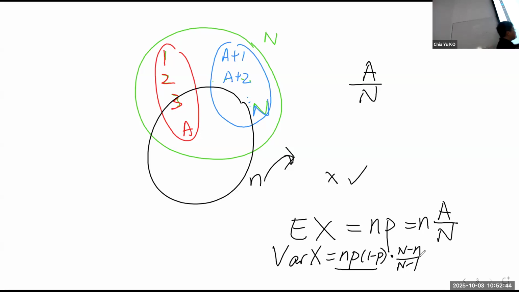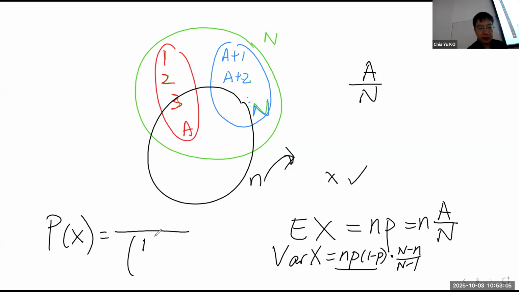And of course, this is only the mean and variance. So the question is, what is P of X? This is not difficult. This is just the idea coming from combinations. You are drawing n objects. You have big N number of balls, you draw small n, so that's how many possible ways you can draw.